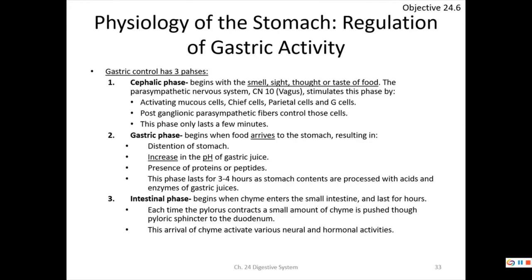Now, the stomach is regulated by three distinctive phases, kind of like how swallowing was. There's the cephalic phase. The cephalic phase is one of the most interesting because it has a lot to do with what's going on in the brain.